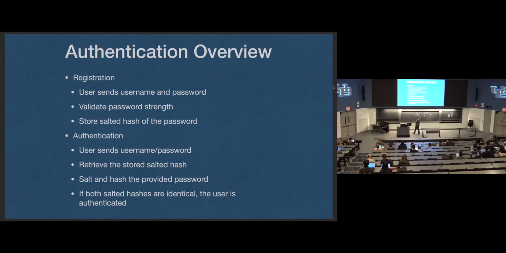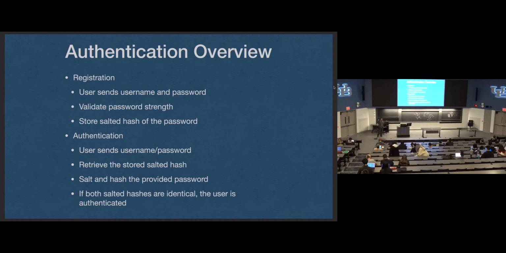For login, or for authentication, you get a username and a password. You take the password, you take the username, look up that username in your database, pull the salt and hash, which if you're using bcrypt is all one thing, one value, and then take the salt, append that to the password they gave, hash it.